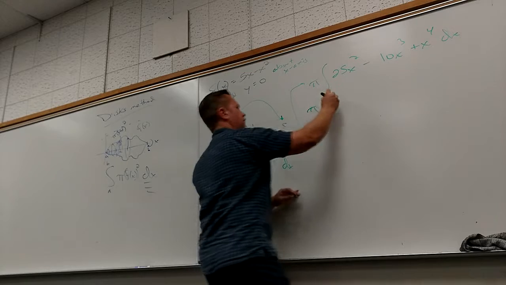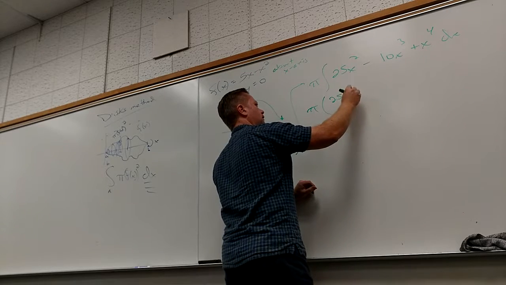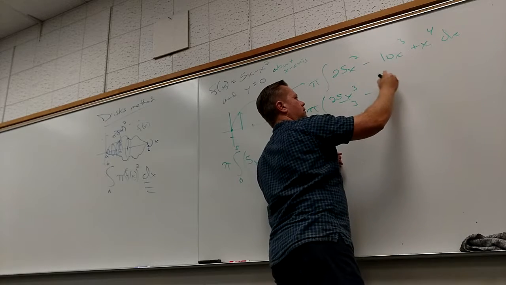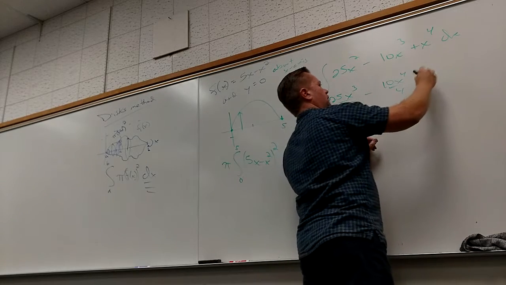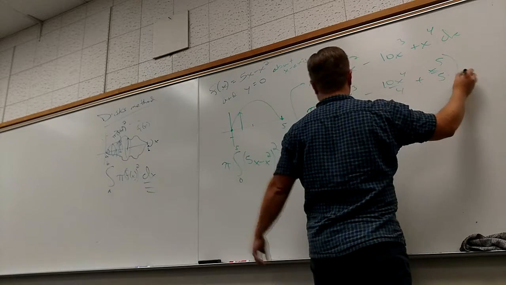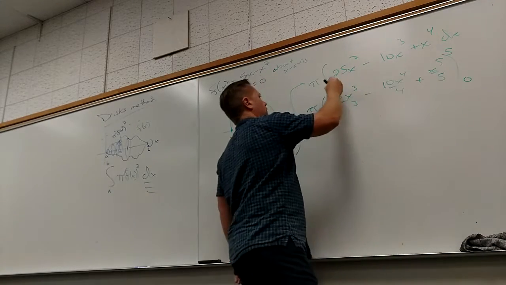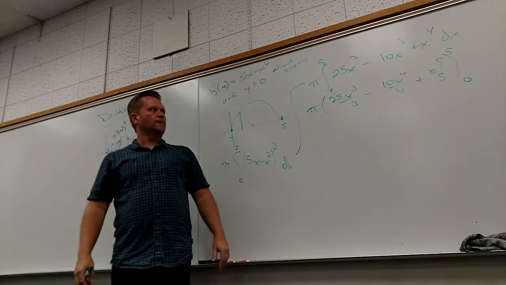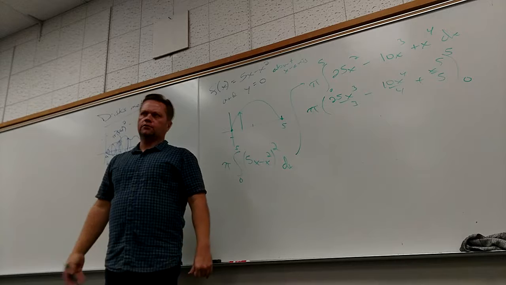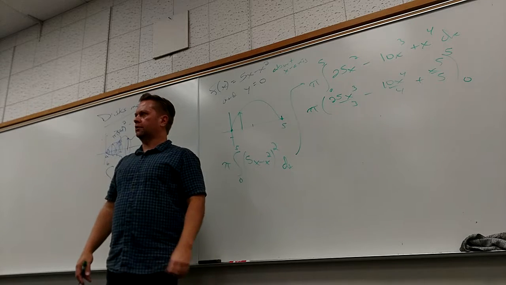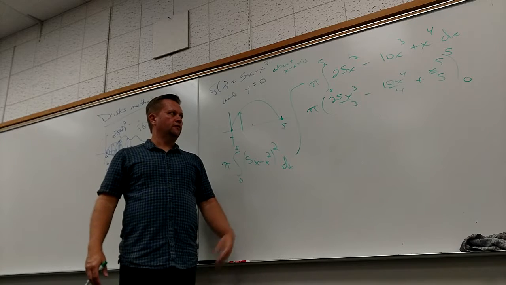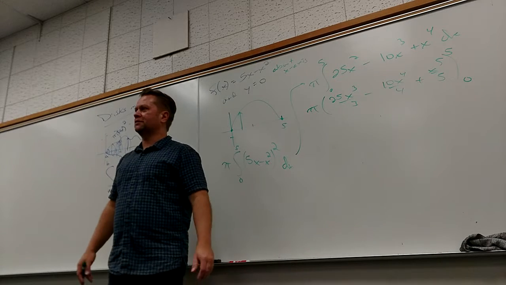Say it. What, 25? There it is. 10x to the fourth over 4, sure. x to the fifth over 5, evaluated from 0 to 5. I got my 0 to 5. And now this is the boring stuff. Just throw that in there, get a number. All the interesting stuff is done. I don't even care. You guys can throw that in and see what it is.